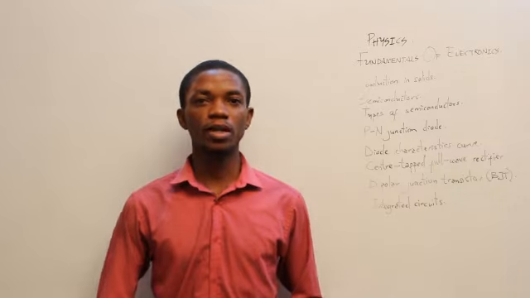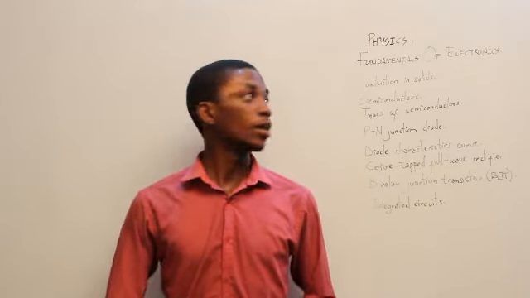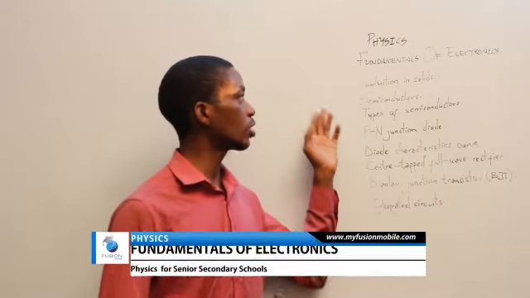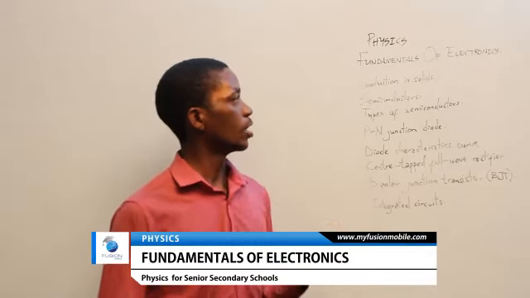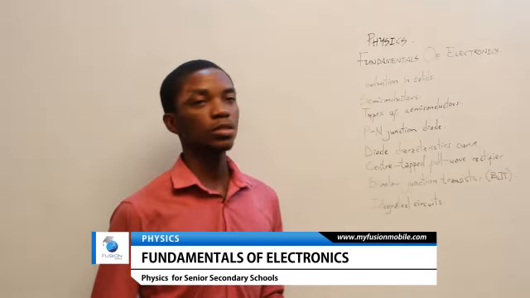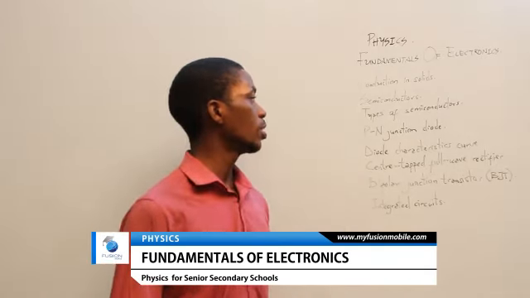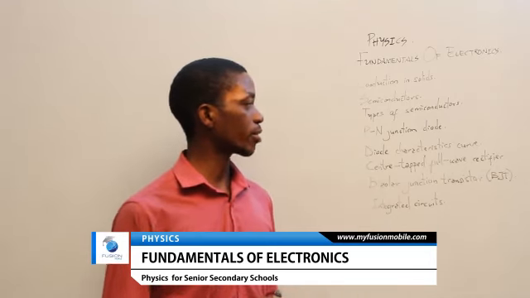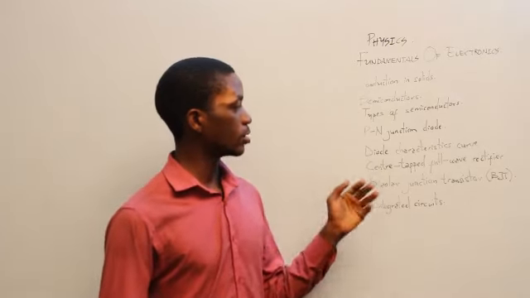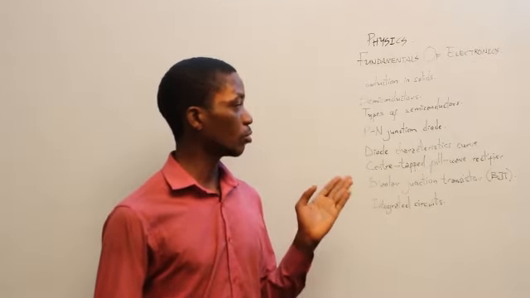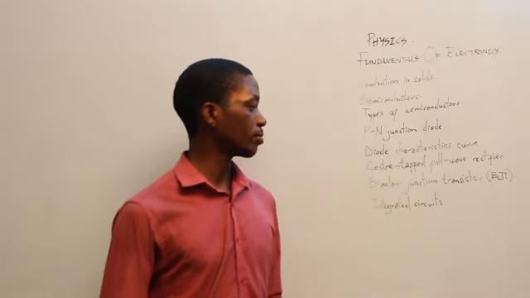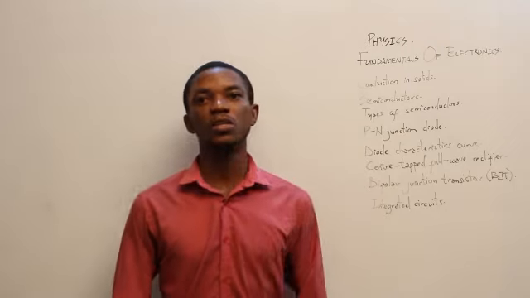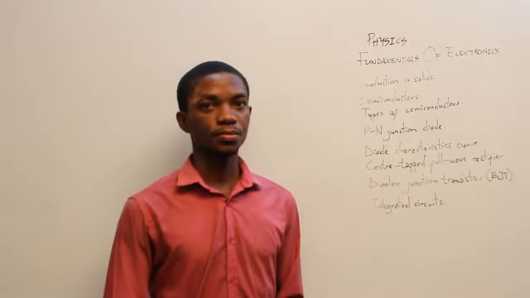My name is Sonia Lalo and I've been walking you through the physics class. In this lesson on the fundamentals of electronics, we'll be considering conduction in solids. We'll look at semiconductors and talk about the types of semiconductors. Then we'll consider the PN junction, the diode, the diode characteristic curve, the center tapped full wave rectifier, then the bipolar junction transistor, and conclusively integrated circuits.